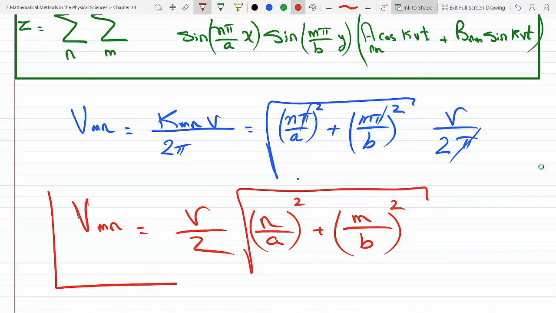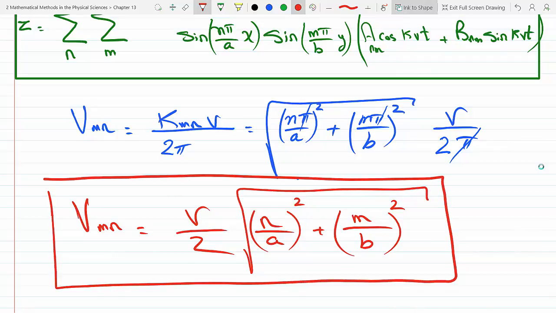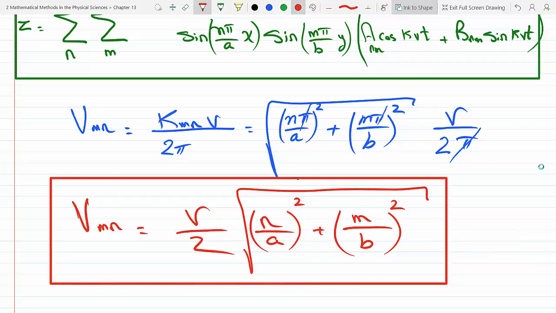This here is the characteristic frequency, and m and n are positive integers. Fair enough?